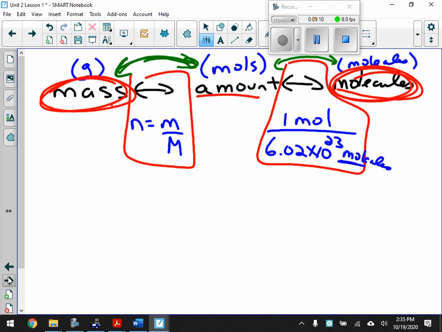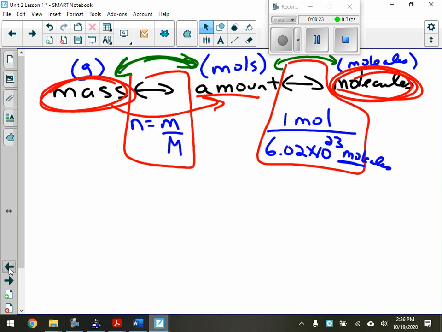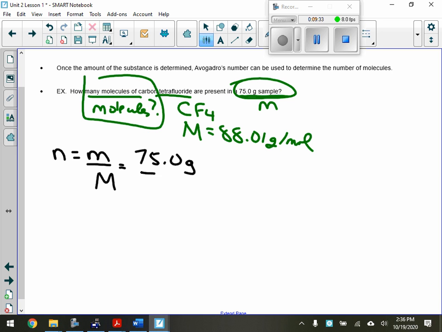So, to get from mass to amount, I'm going to use this formula right here: n equals little m over big M. And hopefully, we have enough information for that. And if I go back to here, I do. I have n equals little m over big M. I have a 75 gram sample. I have 88.01 grams per mole.